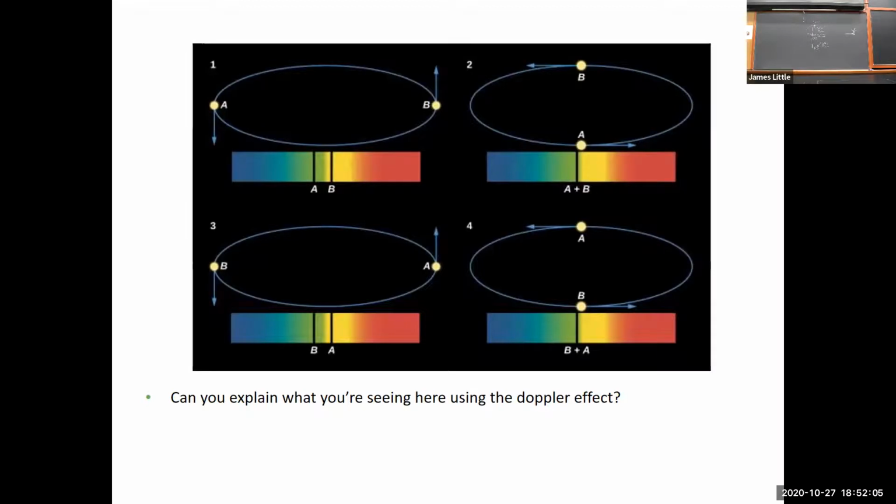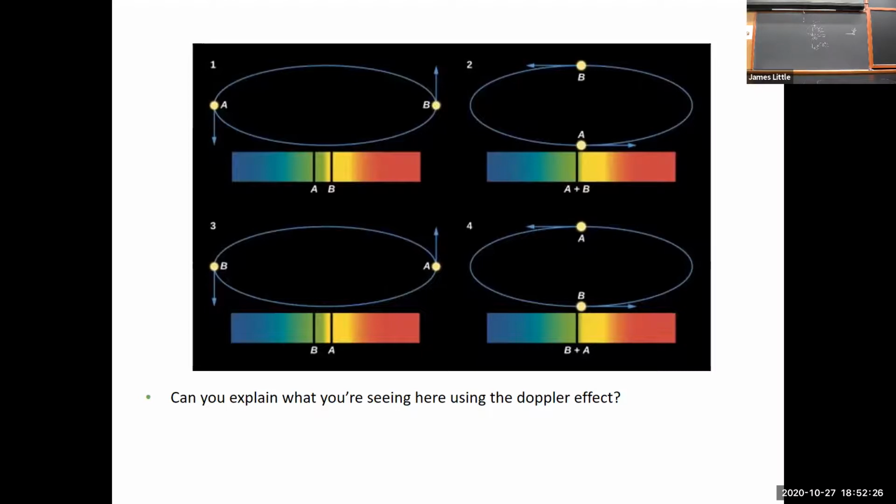So think about it. I would like to send you to discussion rooms, but it's a recorded class. And hopefully you can explain it. When B is approaching us, the light from that absorption line is a little blue shifted. When A is receding from us, the light from that absorption line is a little red shifted.